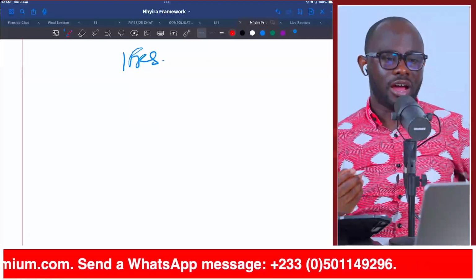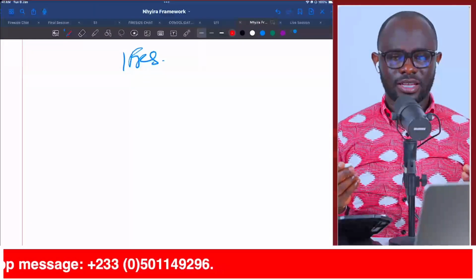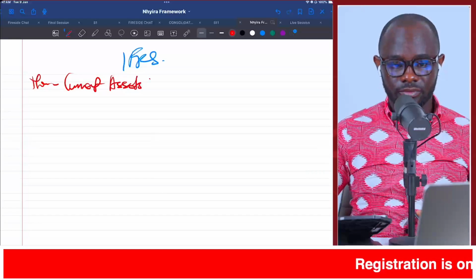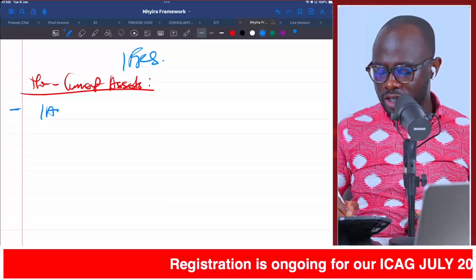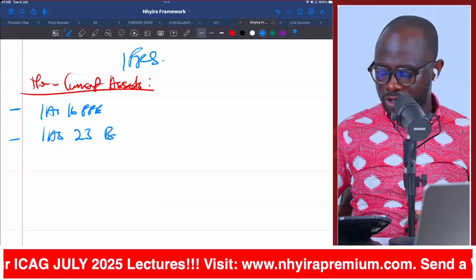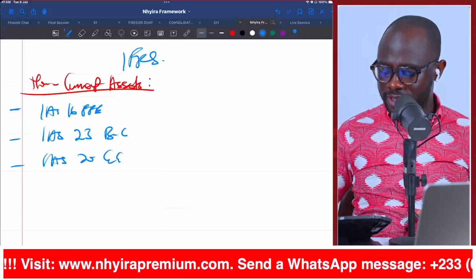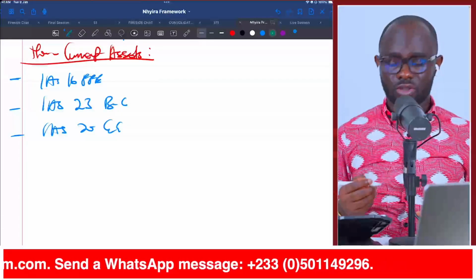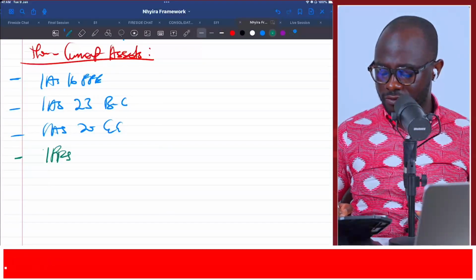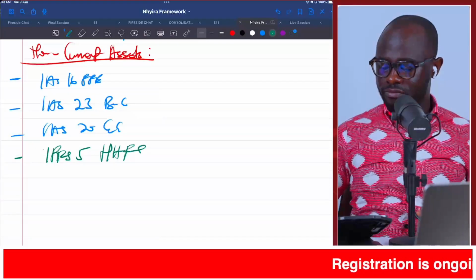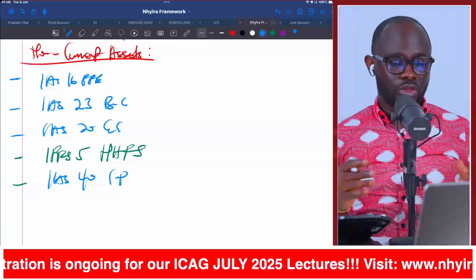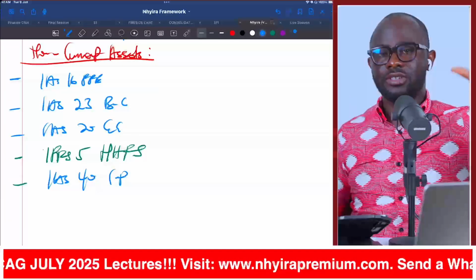So what are the IFRSs that we need to understand? It depends. But we can talk about the non-current asset standards, which will include IAS 16, property, plant, and equipment; IAS 23, borrowing costs; IAS 20, accounting for government grants and disclosure of government assistance; and IFRS 5, non-current assets held for sale and discontinued operations. Then I can bring in IAS 40, investment property. So these are non-current asset accounting standards.